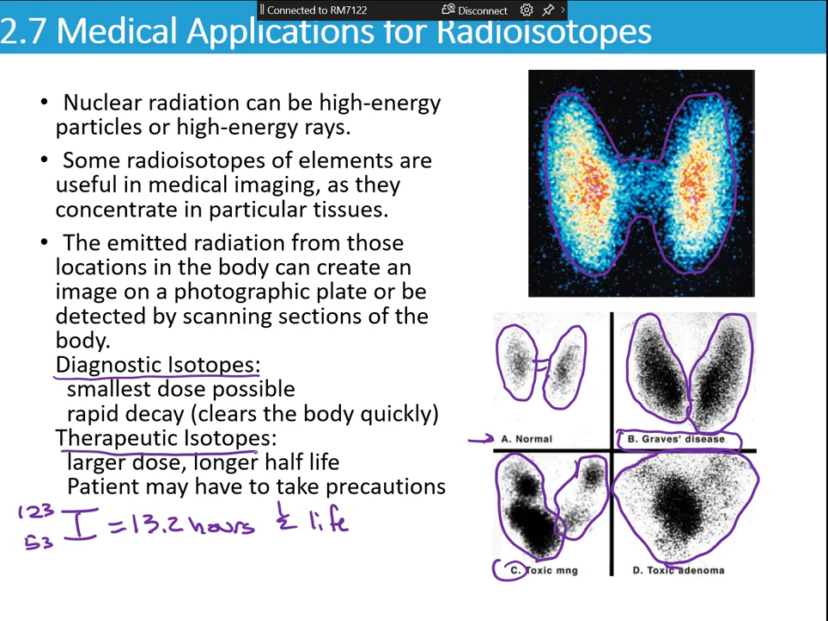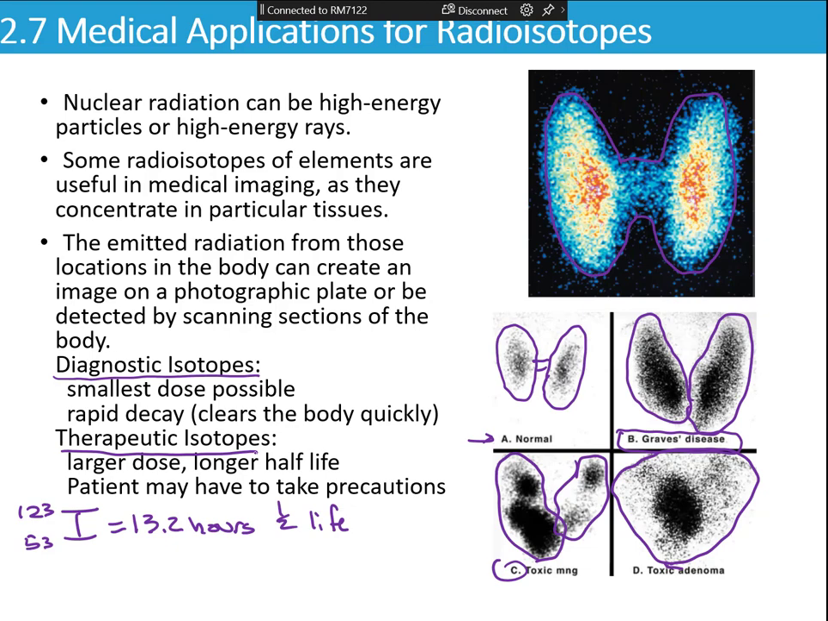So diagnostically means it's going to help figure out what's wrong. So trying to make a diagnosis, you always want to use the smallest dose possible for diagnosis. And you always want to make sure that you pick a radioactive isotope that has a very short half-life. Therapeutic doses are usually higher doses, and they're going to have radioactive isotopes that have a longer half-life.